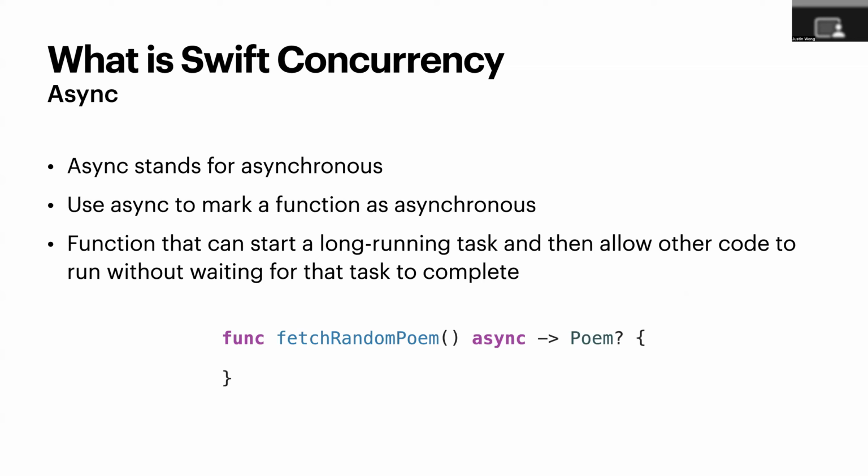What does it mean for a function to be asynchronous? Well, an asynchronous function can start a long-running task. It's able to be suspended, which allows other code to run without waiting for the task to complete. And once it's finished, it's able to resume that function on the thread it was originally on, or I think it could also be on a different thread.